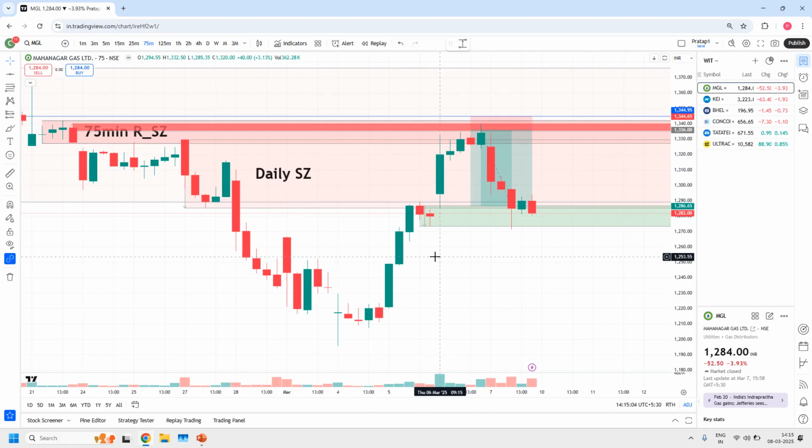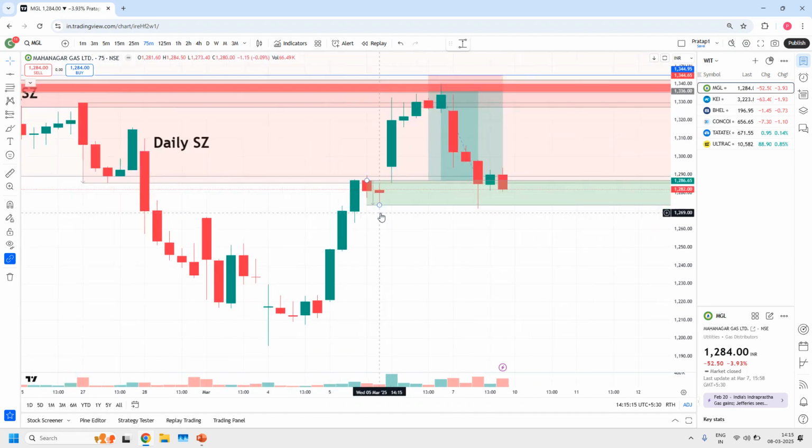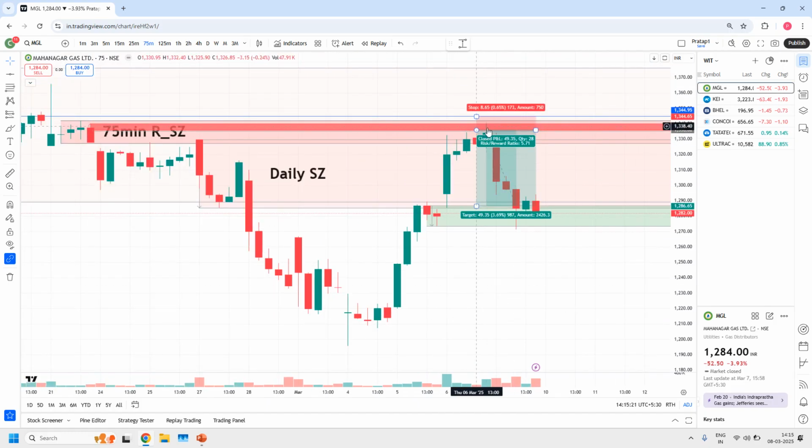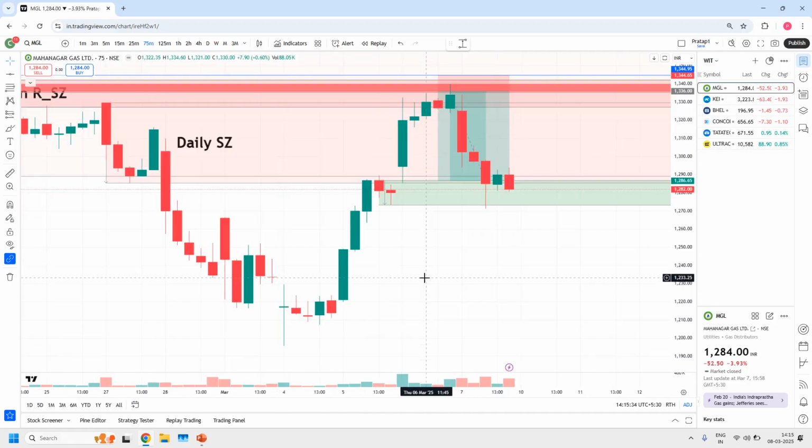Why? Because it satisfied the condition of LTF, ITF, HTF zone confluence, and also it is having HTF EMA confluence. HTF means weekly. Prices reached almost near the weekly zone, and from there it came down. I mean the weekly EMA confluence, it reached and from there it came down. At the weekly EMA confluence, we have this 75-minute zone near to that. Inside we have fine-tuned this 5-minute zone, that is the real order flow.